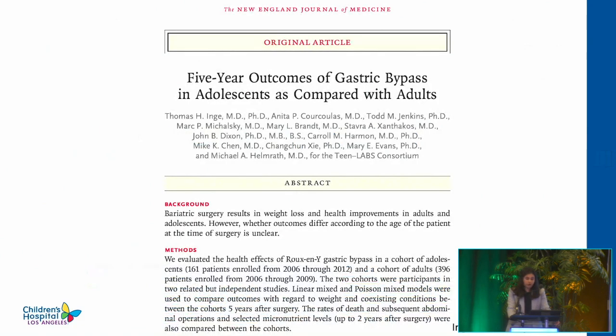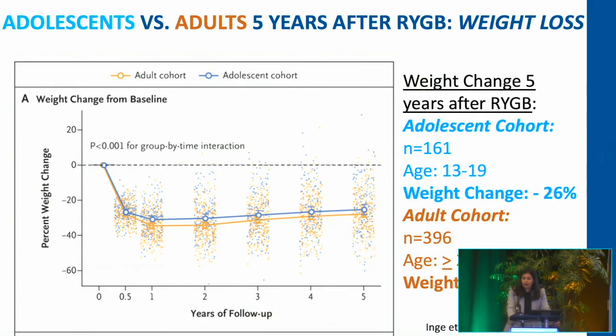In order to answer that question, I'd like to share with you this manuscript from the New England Journal of Medicine published in 2019, and it looked at 5-year outcomes of gastric bypass in adolescents compared with adults. What they found is that 5 years after Roux-en-Y gastric bypass, the adolescents and the adults lost similar amounts of weight, 26 to 29% of their weight. Actually, the adults lost a little bit more weight.